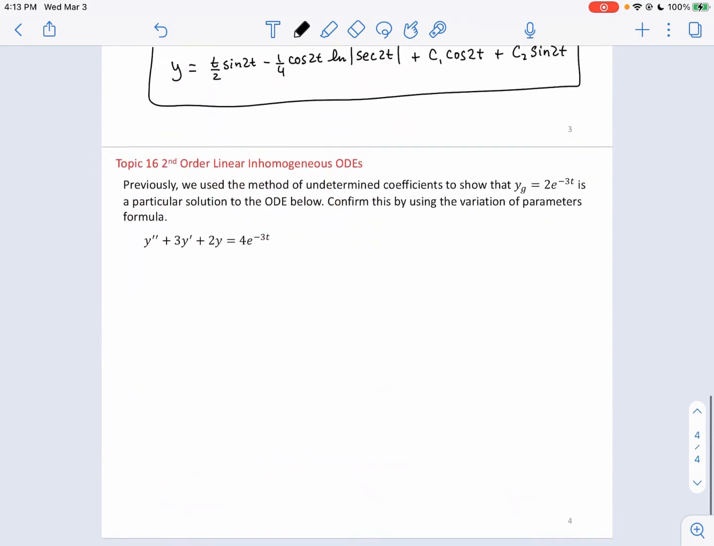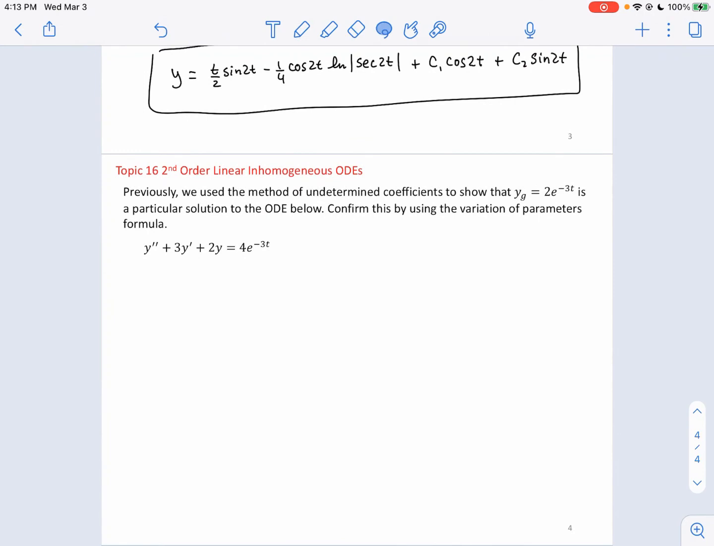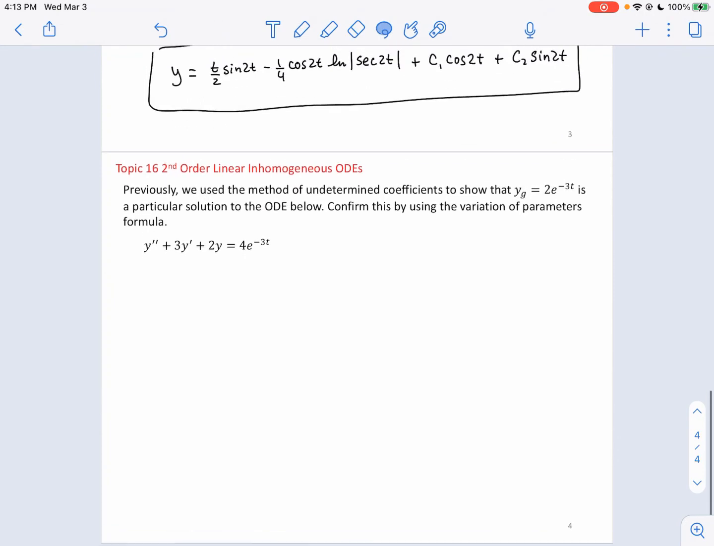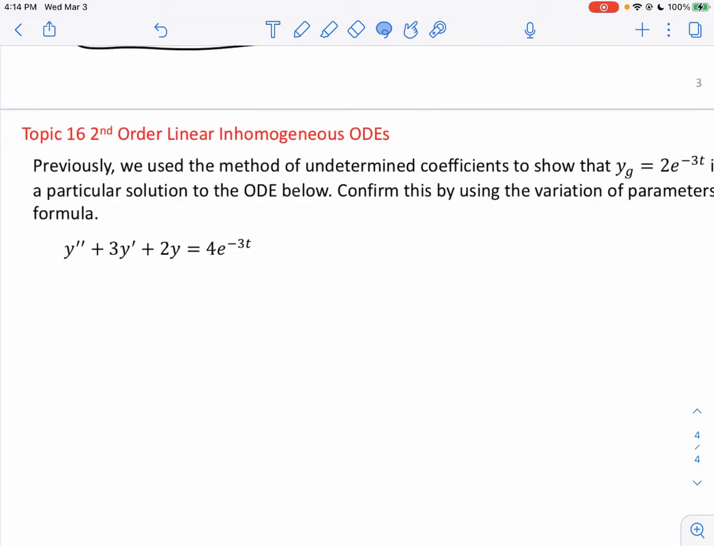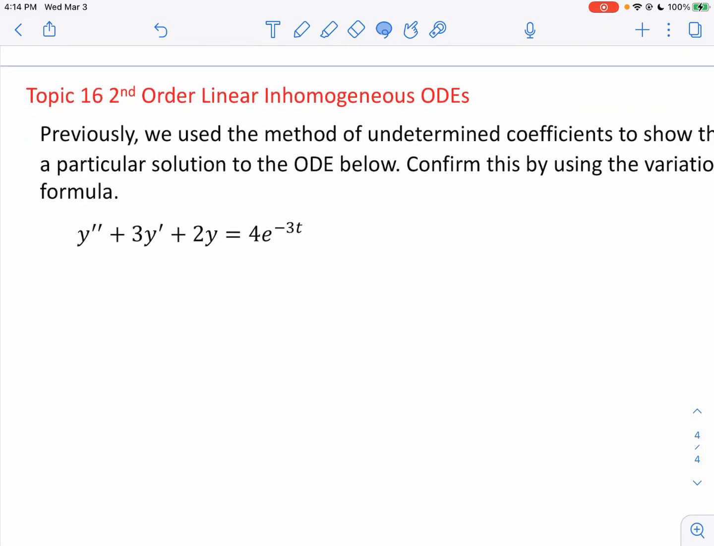Okay, let's just do one more slide. Previously, we used the method of undetermined coefficients to show that y sub p equals 2 times e to the negative 3t is a particular solution to the ODE below. So this is something that we've done in a previous lecture. We're going to confirm this now by using the variation of parameters formula instead. So this is just to show you that in some cases we have multiple ways of attacking these problems.